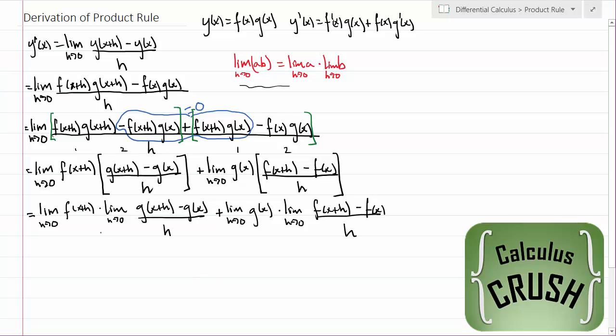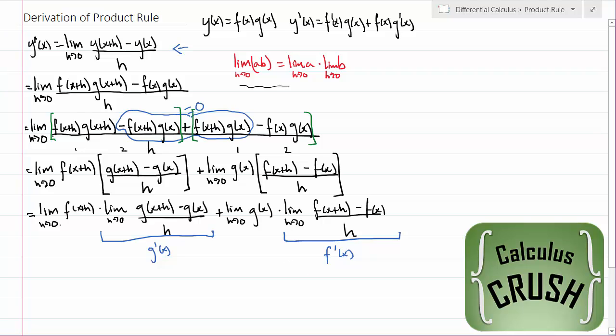If we look closely, what we actually have here, this expression, this is just g prime of x. Remember the definition of the derivative? Here we have g prime of x. And this expression here, this is just f prime of x.